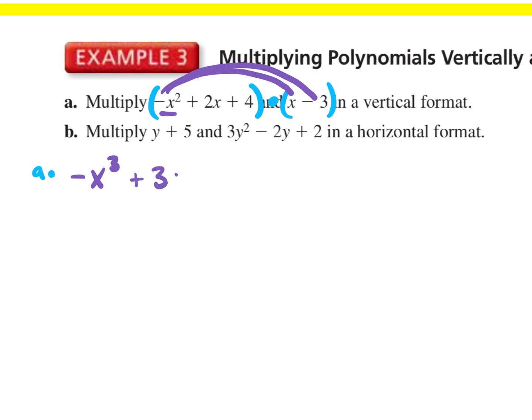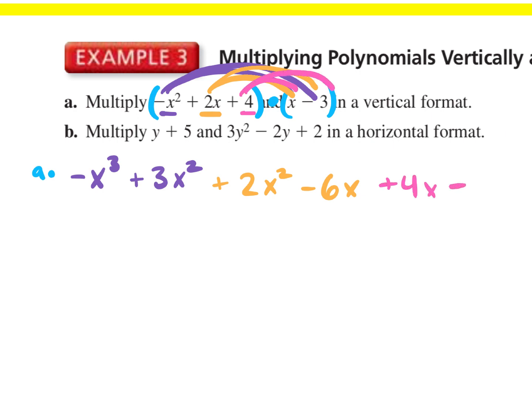So plus 3x squared, perfect. Once you do the first term, we move to the second. So what's 2x times x? 2x squared. What's 2x times negative 3? Negative 6x. And then lastly, we have 4. So what's 4 times x? So plus 4x, and 4 times negative 3? Minus 12.